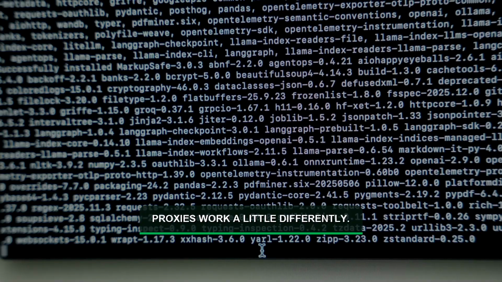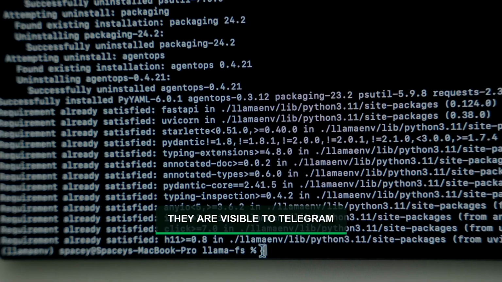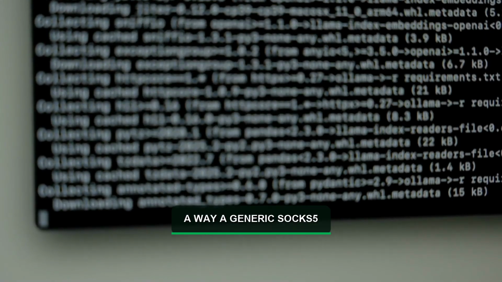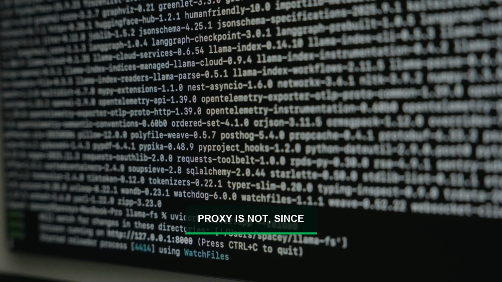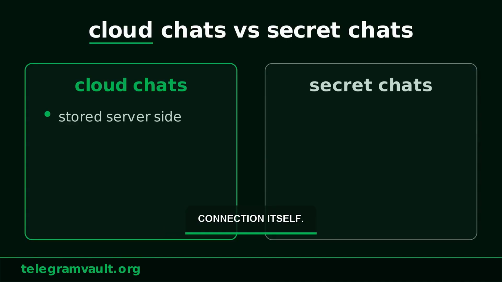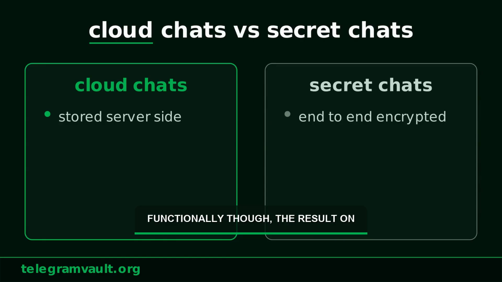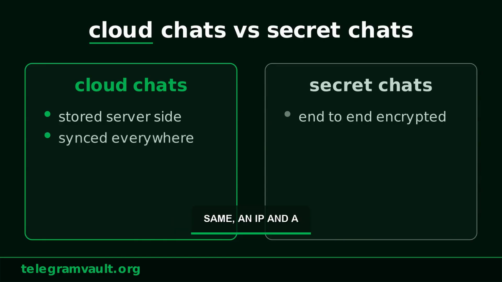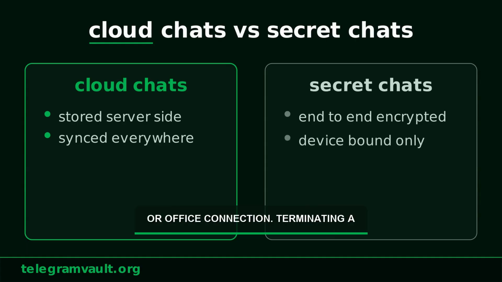MTProto proxies work a little differently. They are visible to Telegram at the protocol layer in a way a generic SOCKS 5 proxy is not, since MTProto proxy support is built directly into the client and negotiated as part of the connection itself. Functionally though, the result on your session list is the same, an IP and a location that belong to the proxy, not to your home or office connection.